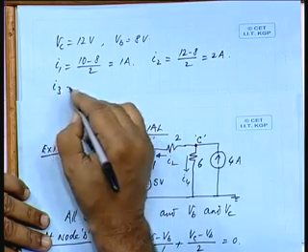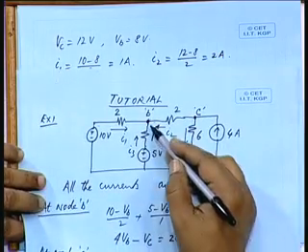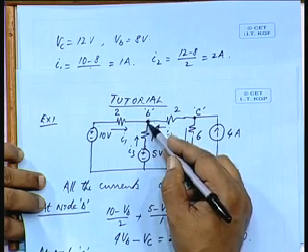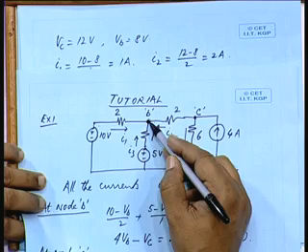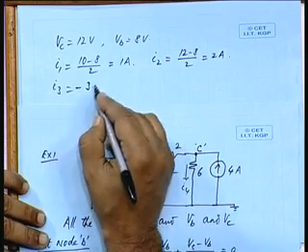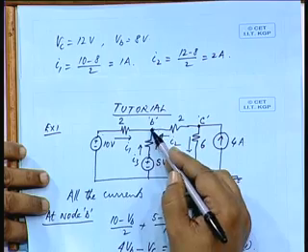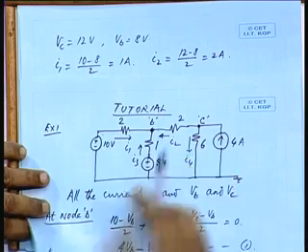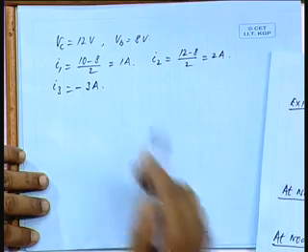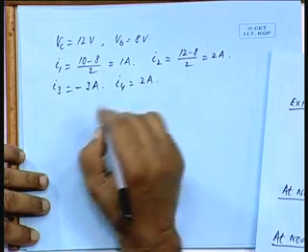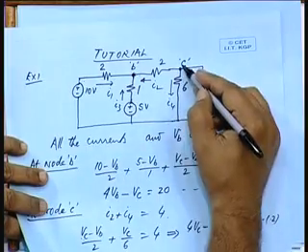I3, similarly, is this one, 5 minus 8 divided by 1. This is at a higher potential, 8. So, minus 3 ampere. Is that all right? This is at a potential of 8 volts, this is 5. So, current will be in this direction, and I4 similarly will be 2 ampere, 12 divided by 6. Okay.